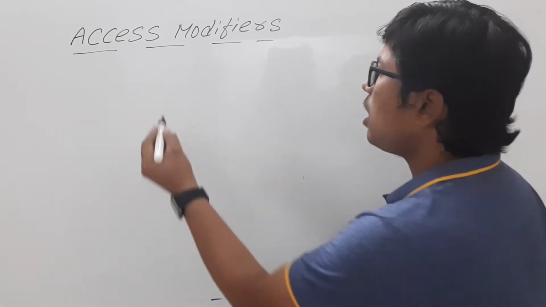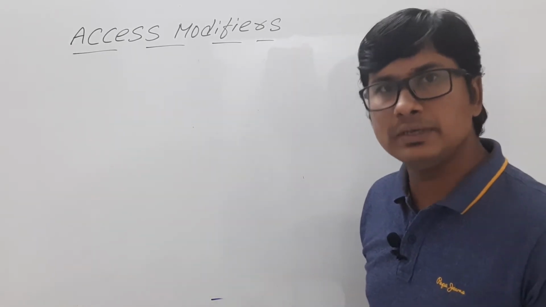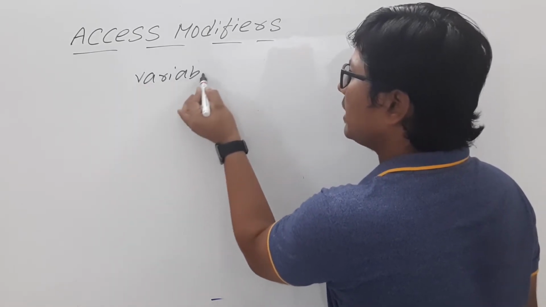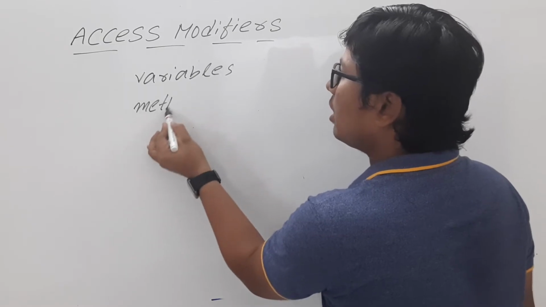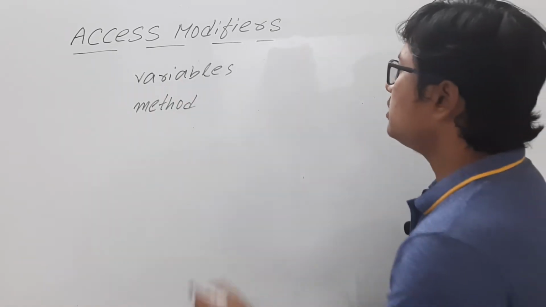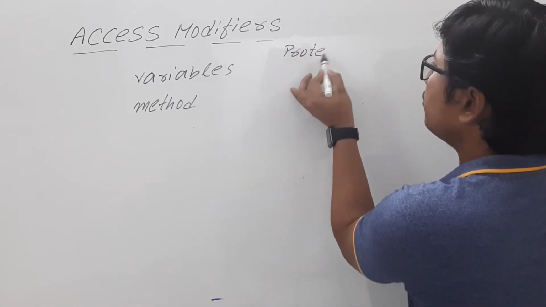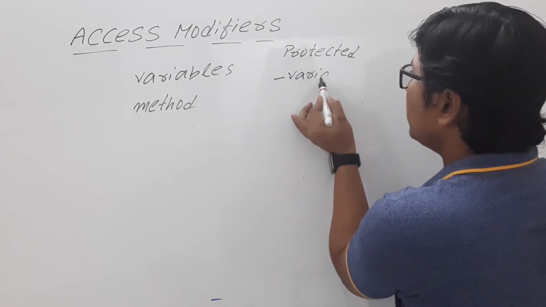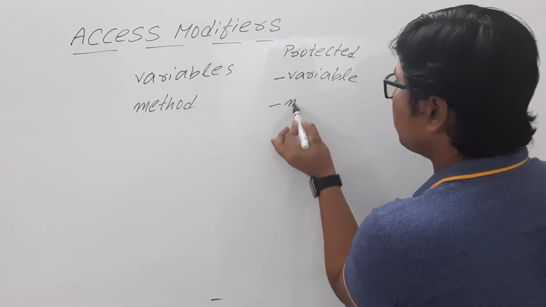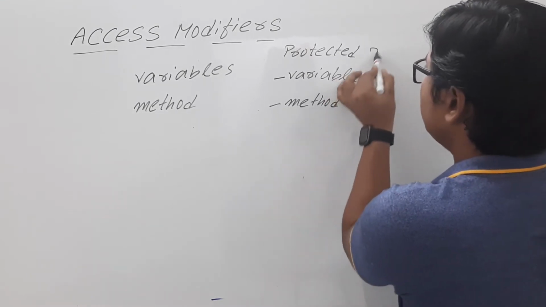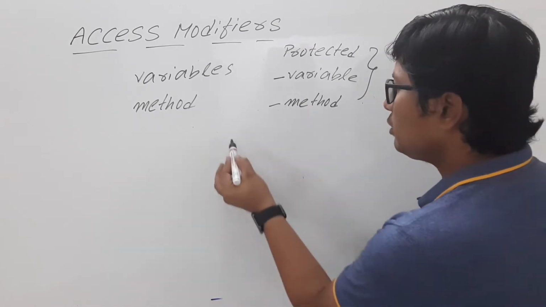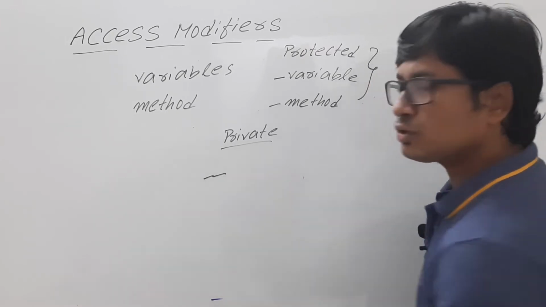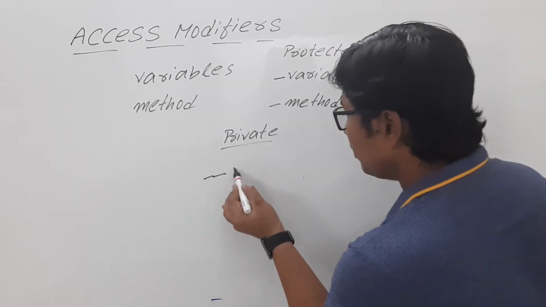Now let me discuss how I can create protected members and private members. Already I have discussed that the variables and methods are public by default. Suppose if you want to make it a protected variable and protected method, then you will write underscore variable name. Similarly, underscore method name, then it will act as a protected method. Coming to the private method, you can write double underscore and then the variable.